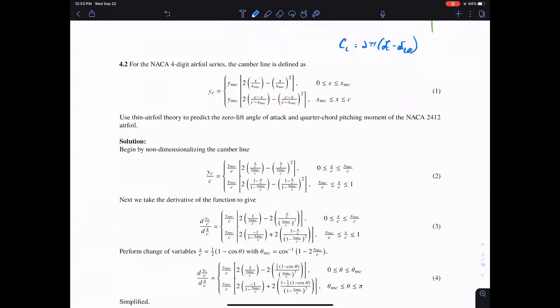But every airfoil only differs in its 0 lift angle of attack, according to thin airfoil theory, because from thin airfoil theory, we're always going to get a 2 pi there, we're always going to get an alpha there.